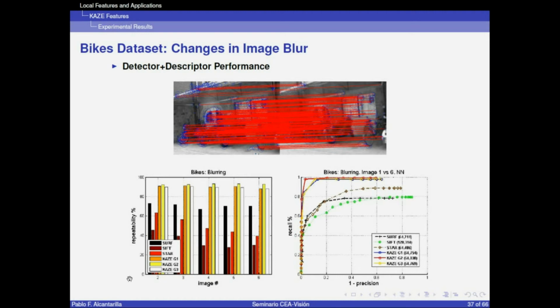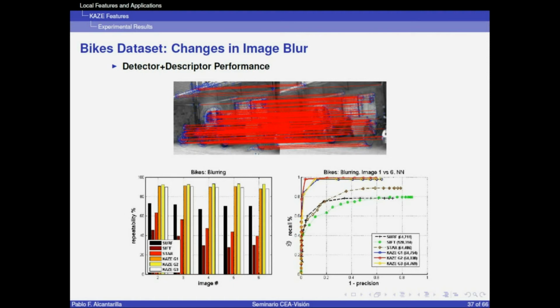We use different variants of KAZE, so you can see here G1, G2, and G3. This means that we are using a different conductivity function for each experiment. G1 and G2 are the two Perona and Malik conductivity functions that we have seen before, and G3 is another conductivity function that is described in the KAZE features paper. We can observe that the repeatability score with respect to blurring is substantially better for all the variants of the KAZE algorithm with respect to competitors. The second best performer is SURF, but the difference between KAZE and SURF is sometimes larger than 20% of repeatability.